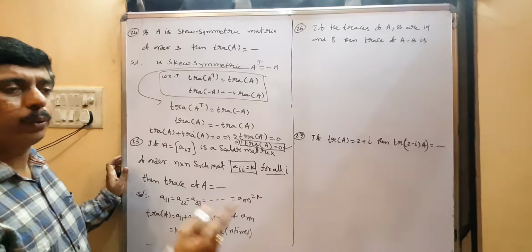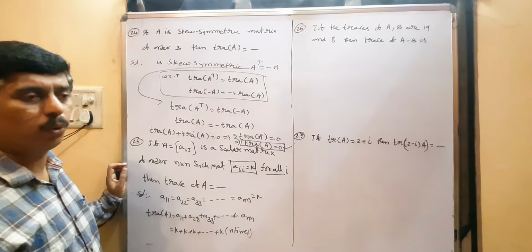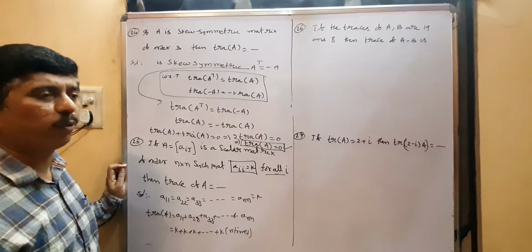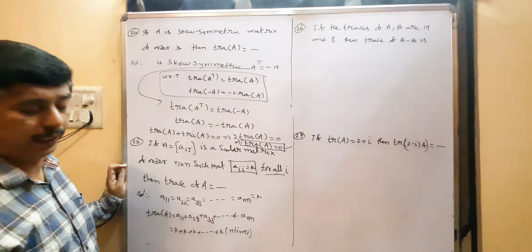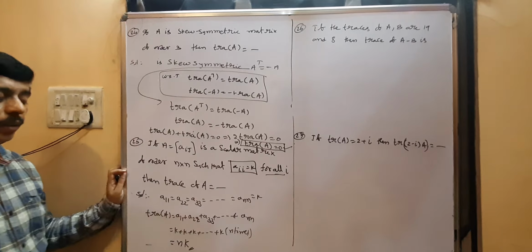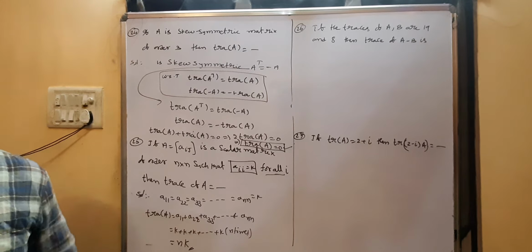If we add 2 two times, 2 plus 2 is 4. If we add 2 three times, 2 plus 2 plus 2 is 6. If we add 2 four times, 2 plus 2 is 4, and 2 plus 2 is 8. So this is n times k. Trace of A equals n times k.